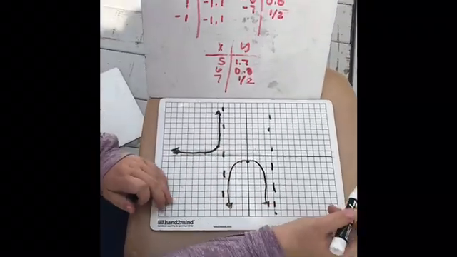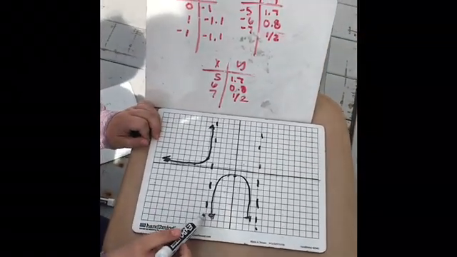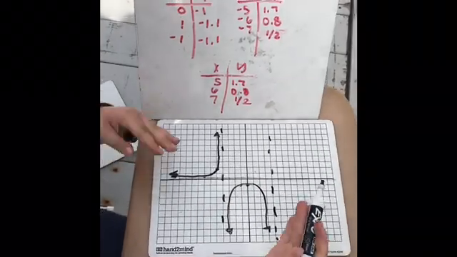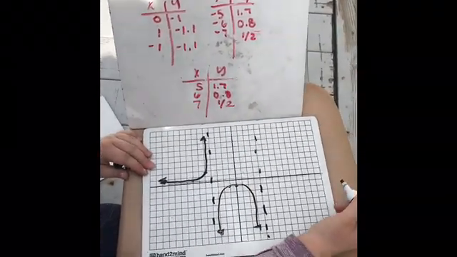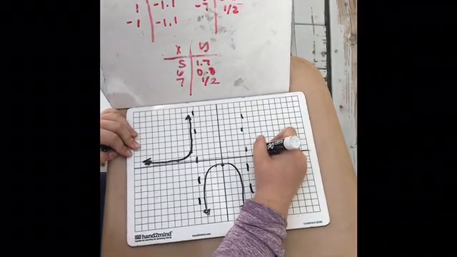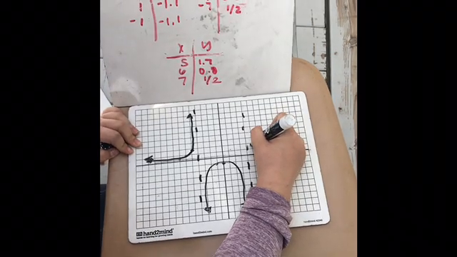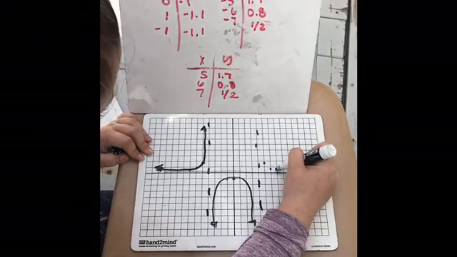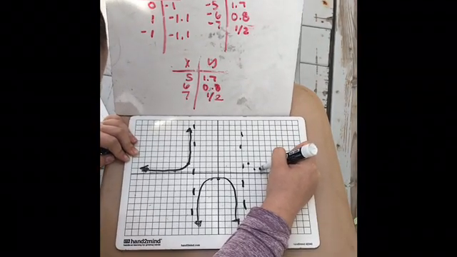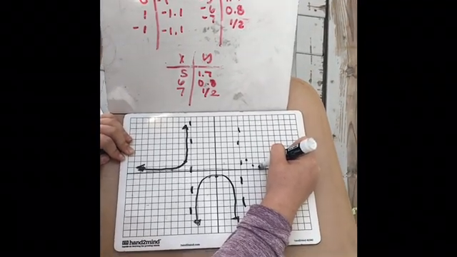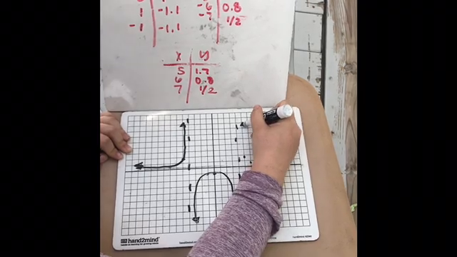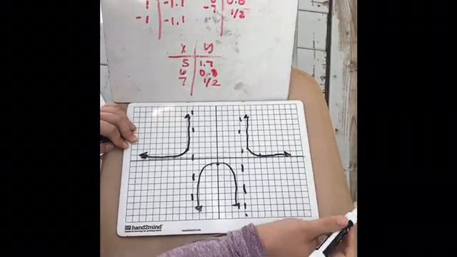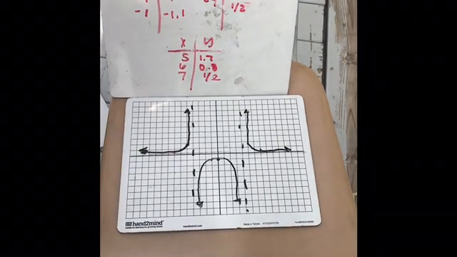And then we're going to come over here, and keep in mind we can't have our lines going on our asymptotes, so they're all inside or outside of it. So we have 5, 6, and 7. So 5 is 1.7, 6 is 0.8, and 7 is 1/2. It's kind of mirroring our other side with our negative values. And this is our graph.